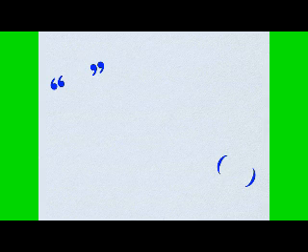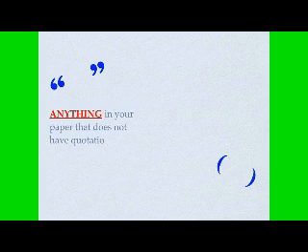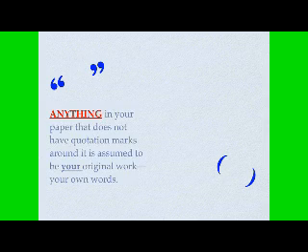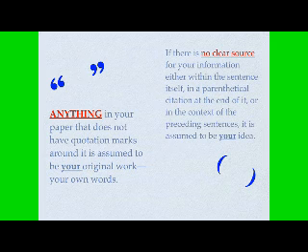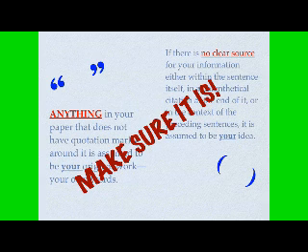So these are the basic tools for citing research: quotation marks and parentheses. Anything in your paper that does not have quotation marks around it is assumed to be your original work, your own words. And if there is no clear source for your information, either within the sentence itself or in a parenthetical citation at the end of it, or even in the sentence before it, it's assumed to be your idea. Make sure that it is.